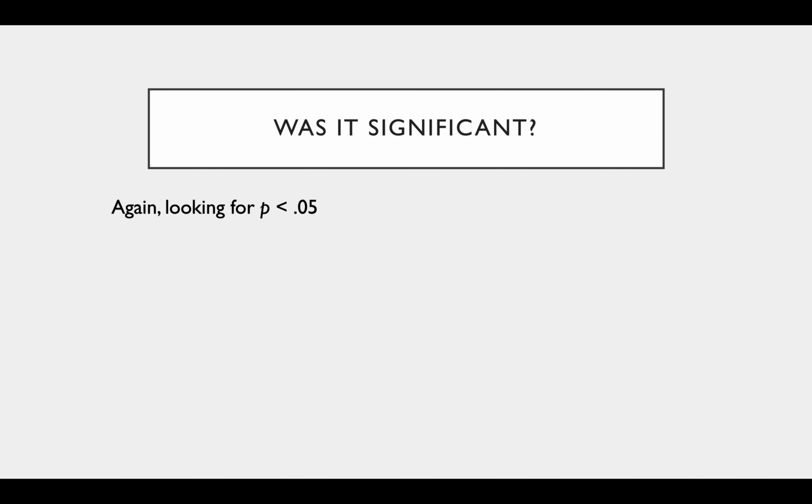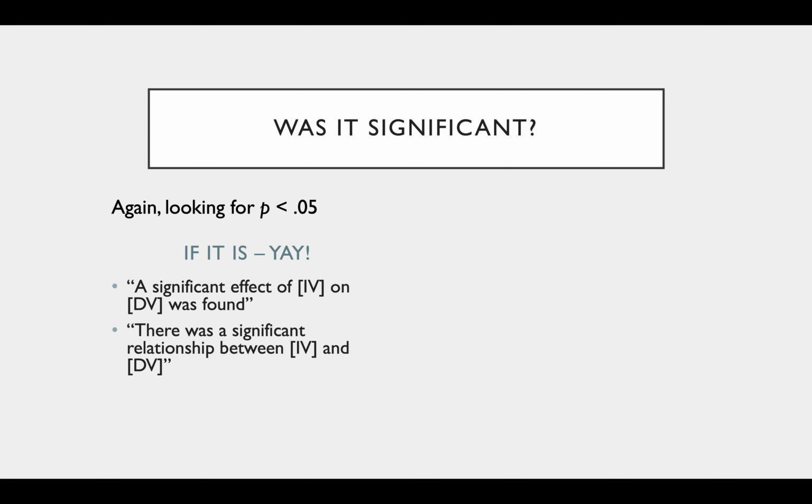And then you're going to talk about, was it significant? So again, remember, we're always looking for that p less than 0.05 in psychology. So if you do have a significant test, then that's great. Like, pop the balloons, right? You can say something like, a significant effect of your IV on the DV was found, or there was a significant relationship between your variables.